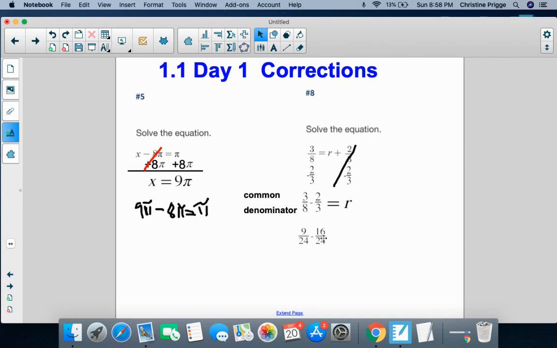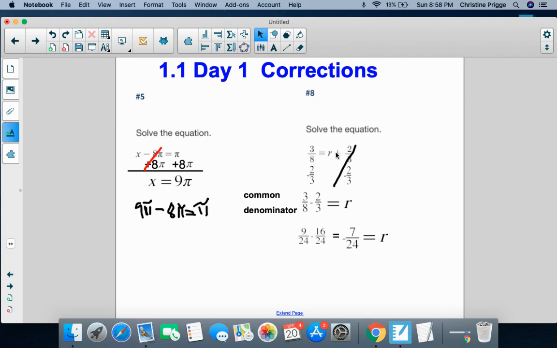Okay, so that's my problem now, and they're both opposite signs. Add the opposite, I would get 9 plus negative 16, which is negative 7/24. And that is the answer to that equation. Now, that's what would go in here.